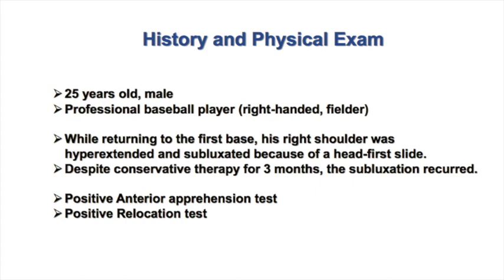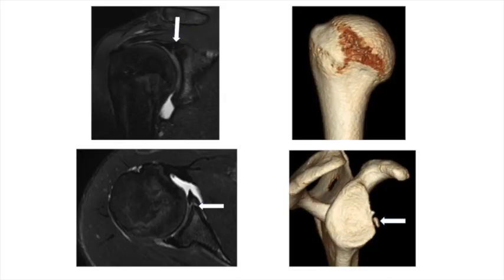While returning to first base, his right shoulder was hyperextended and subluxated because of a head-first slide. Despite conservative therapy for 3 months, the subluxation reoccurred. The anterior apprehension test was positive. The relocation test was positive.